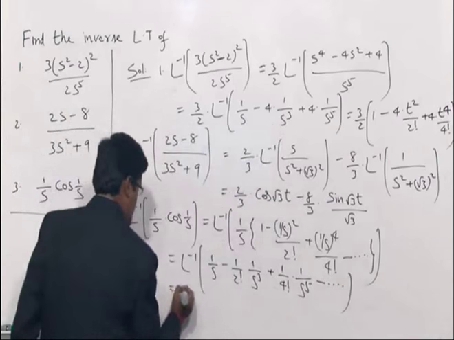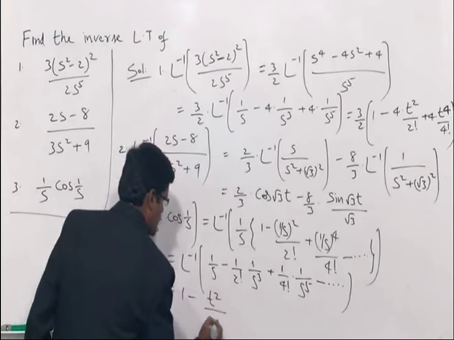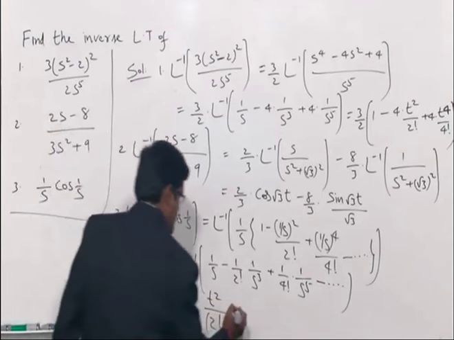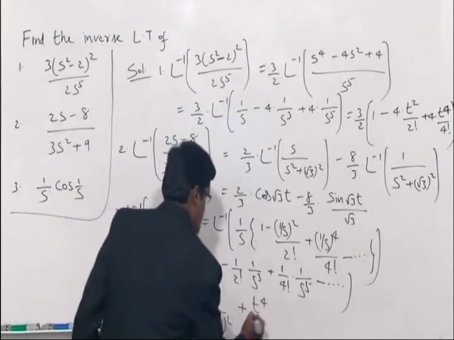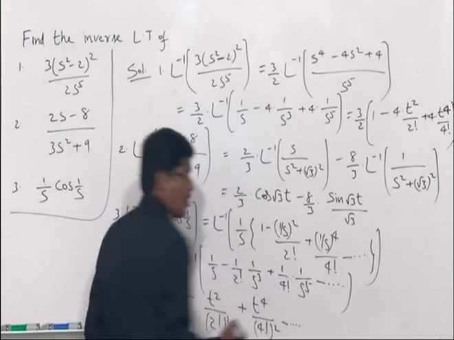So 1 over s is 1, minus 1 over s cube is t square by 2 factorial. Already there is 2 factorial. So this becomes whole square, plus this becomes t power 4 by 4 factorial whole square, using the last standard formula in inverse.